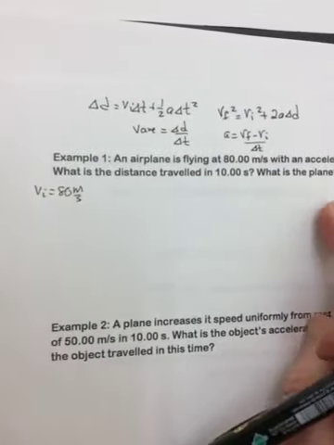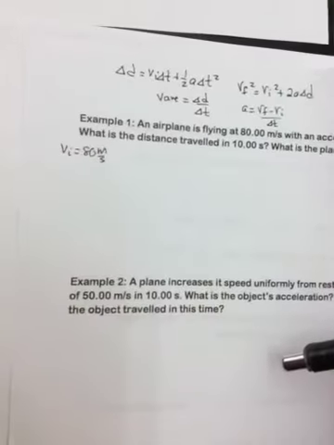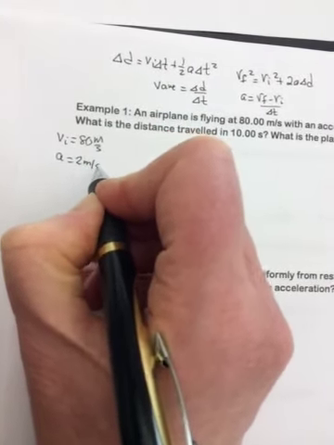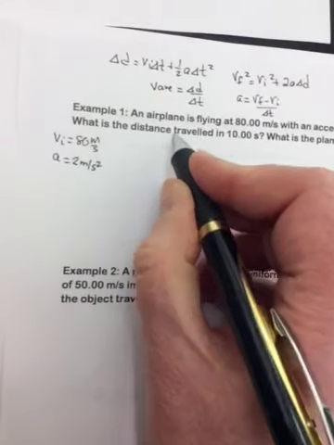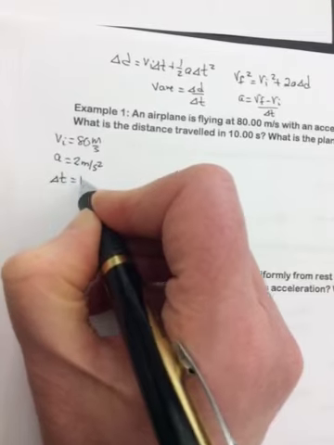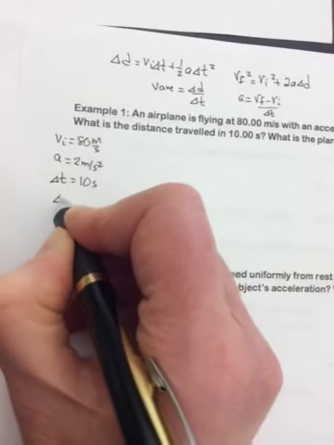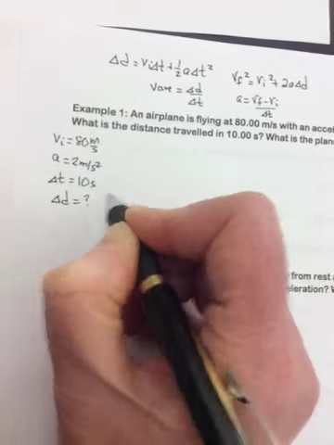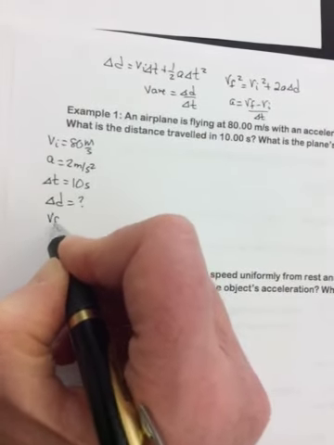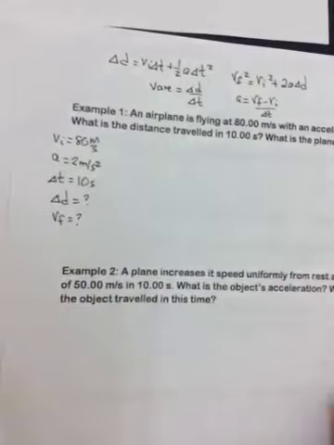It says it has an acceleration of 2 meters per second squared. So our A is 2 meters per second squared. What distance does it travel in 10 seconds? So our delta T is 10 seconds. And we're looking for our delta D and the final velocity, VF. Okay, so delta D first.